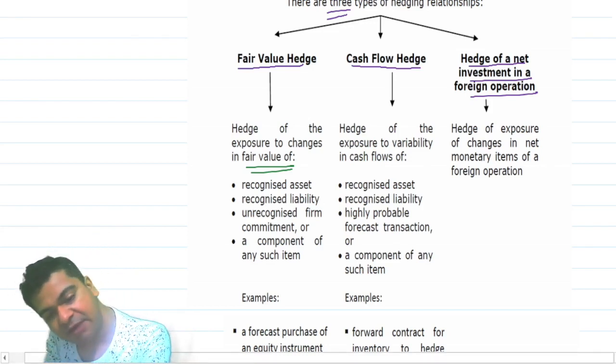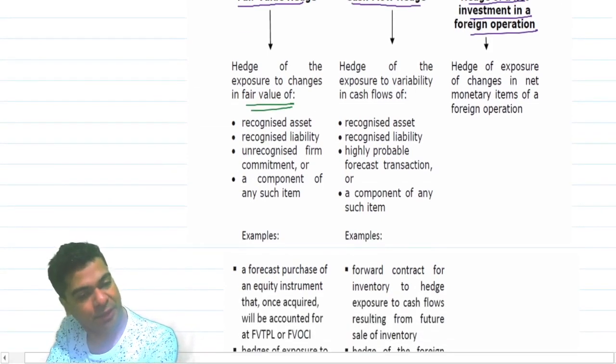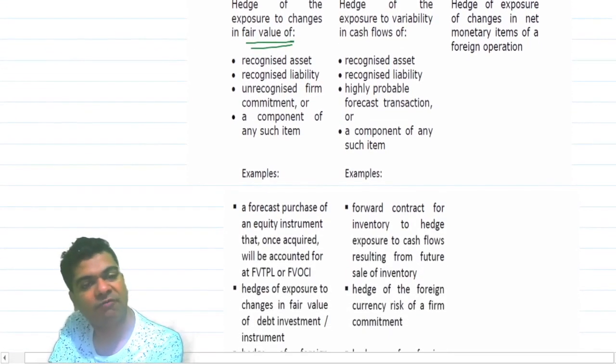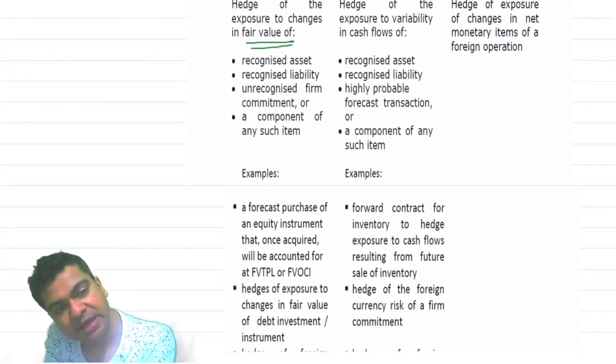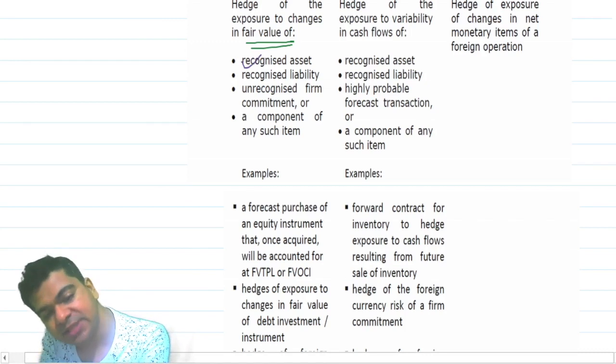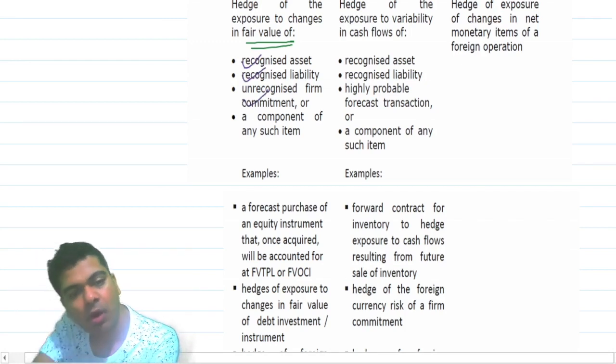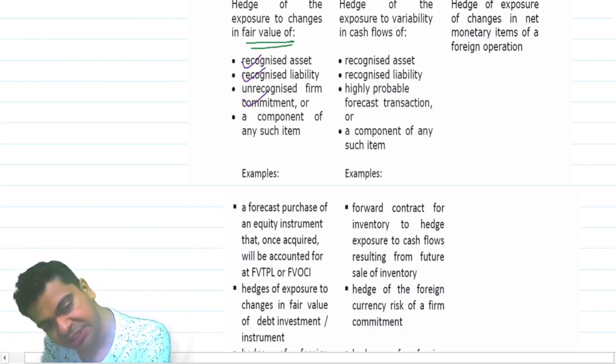These changes in the fair value can be of a recognized asset, it can be of a recognized liability, unrecognized firm commitment, or a component of any such item, isn't it? We had seen it earlier also. These are nothing but your hedged items. Your hedged item can be a recognized asset, or it can be a recognized liability, or an unrecognized firm commitment, or it can be a component of any such item.